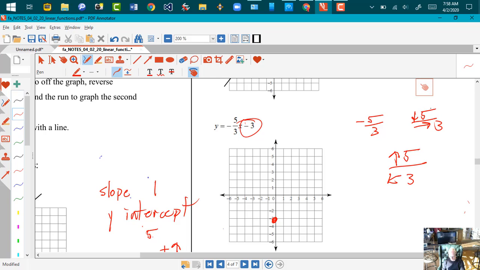So essentially that makes -5 over -3, but that's really the same thing as 5/3, right? Because the negative signs would cancel each other out. So what happens is you're just finding a point going the other direction, but you're still finding a point on the line. So I'm going to go 1, 2, 3, 4, 5, and 1, 2, 3, and then I'm going to connect the dots with a line.